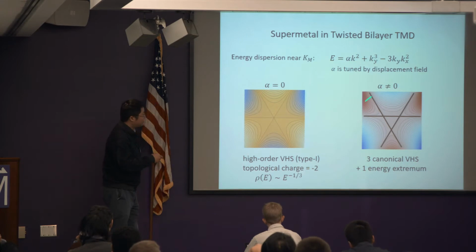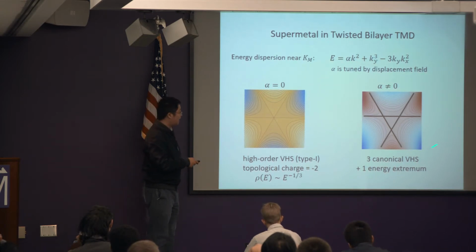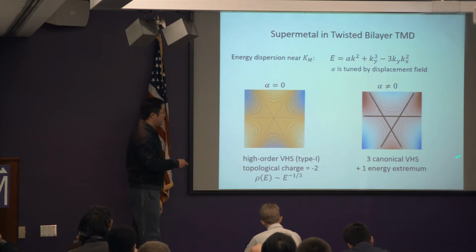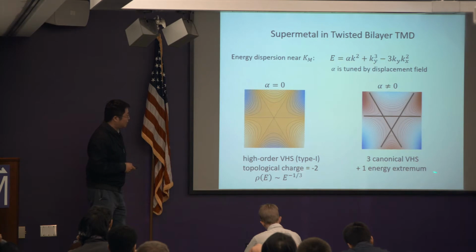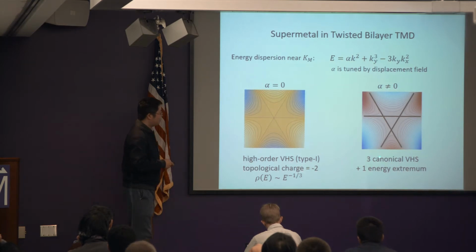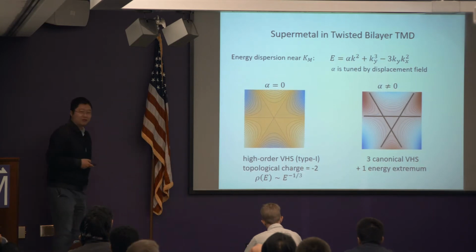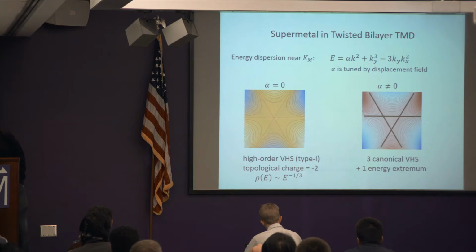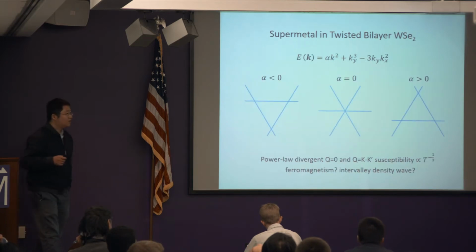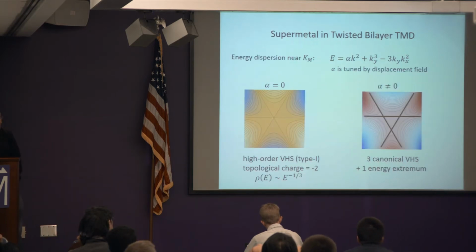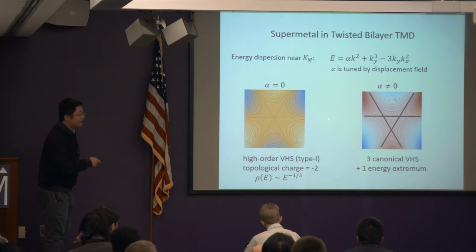Because when you have the situation here, in addition to the 3 ordinary Van Hove singularities, there's also an energy extremum right at the center. So the canonical saddle point has topological charge -1, and an energy extremum has topological charge +1. So the total topological charge is still -2. So you see that topological charge has to be conserved. So there are 3 saddle points at this crossing point. Yeah, each of the crossing points is a saddle point.